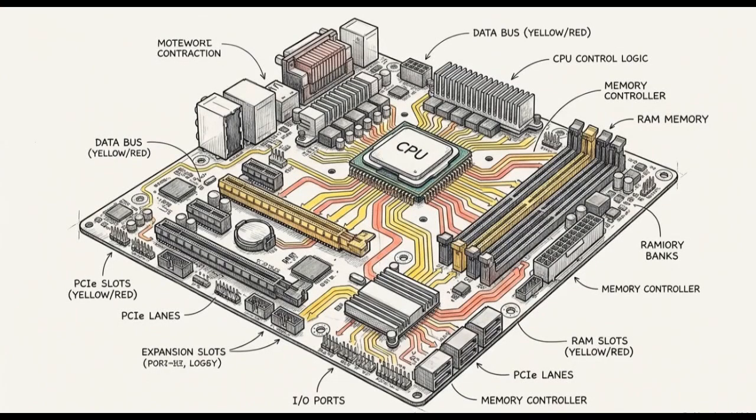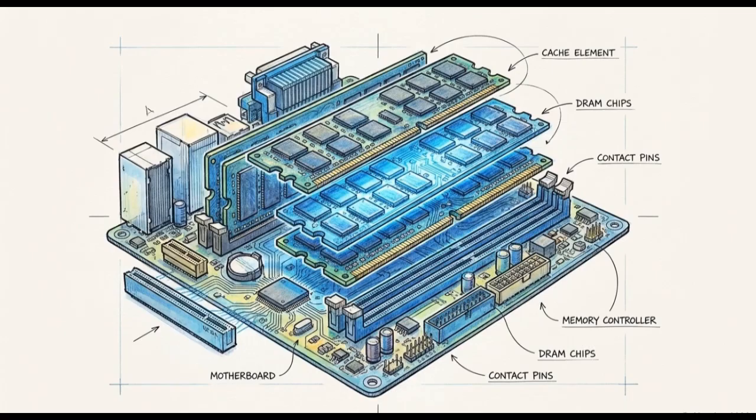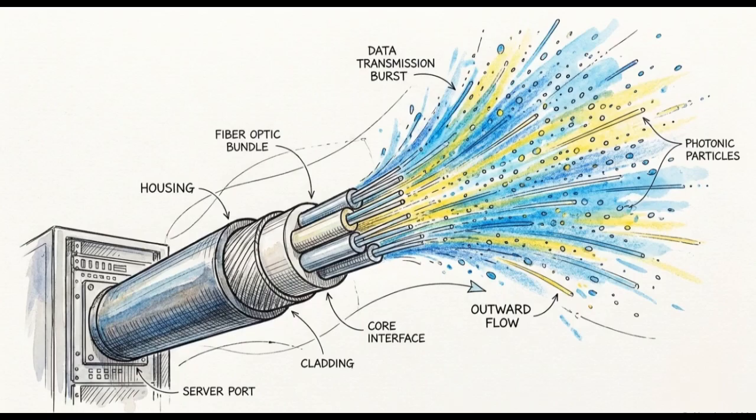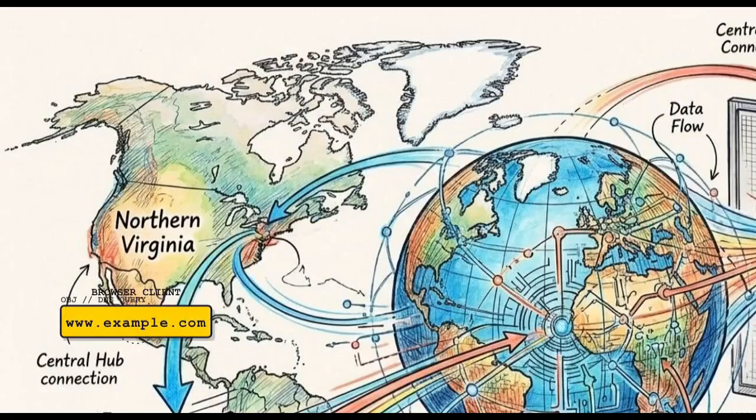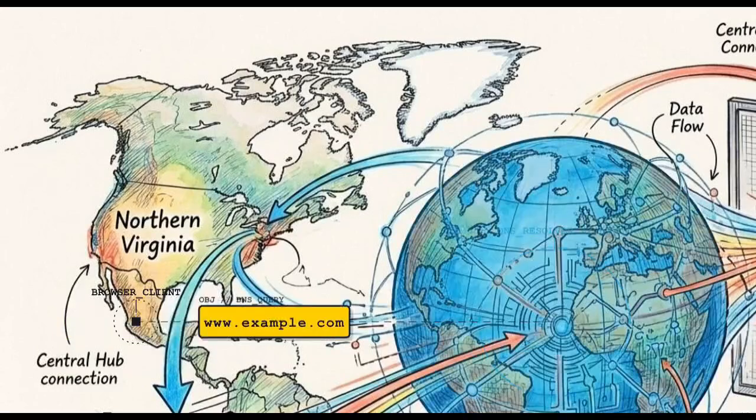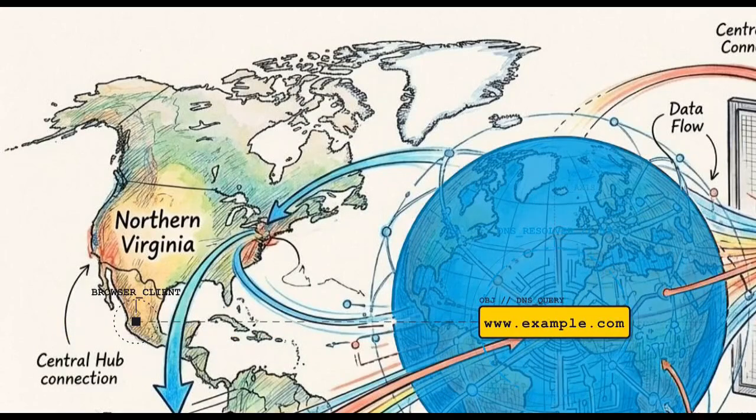Your browser instantly checks its own cache, a small reserve of memory, to see if it already knows the specific IP address for the website you requested. If the address isn't in the cache, the browser sends a request to the Domain Name System, or DNS. This diagram shows the translation process. A human-readable URL enters a central server hub, which returns a numeric IP address.